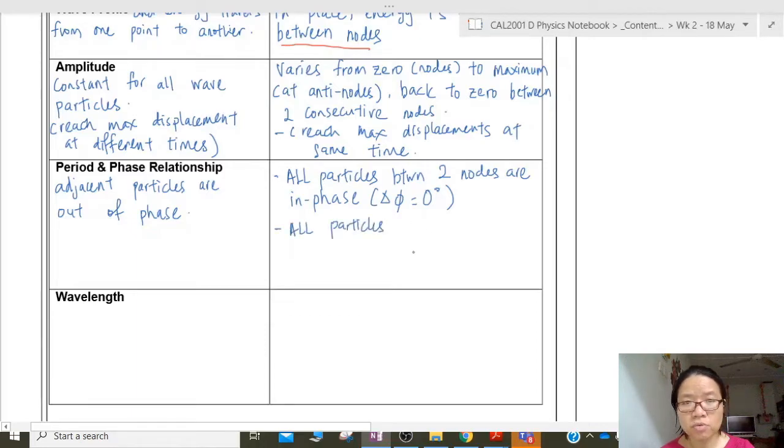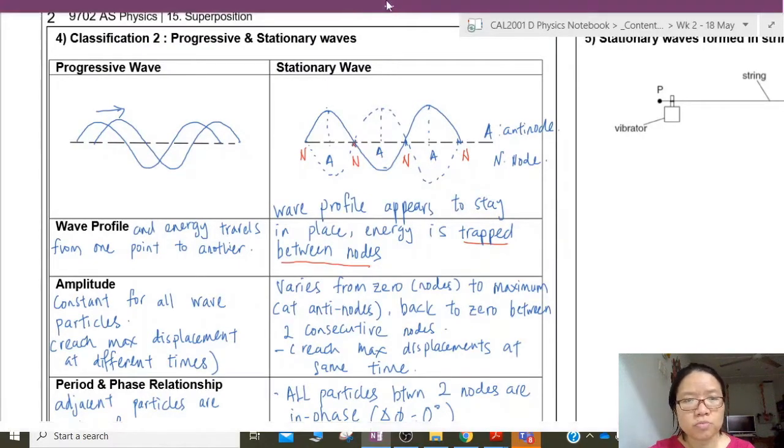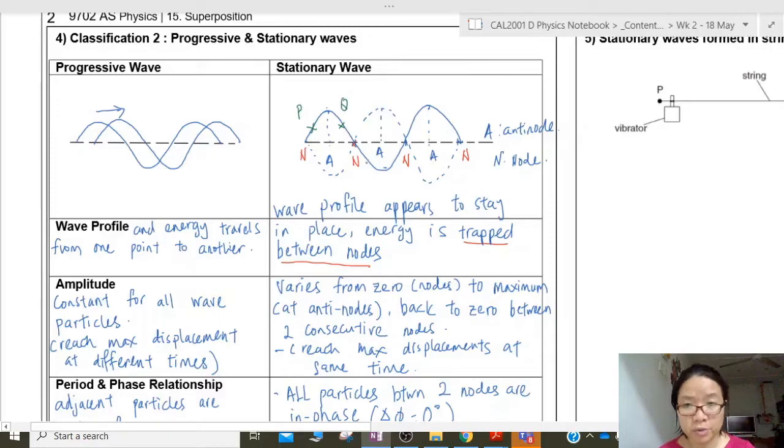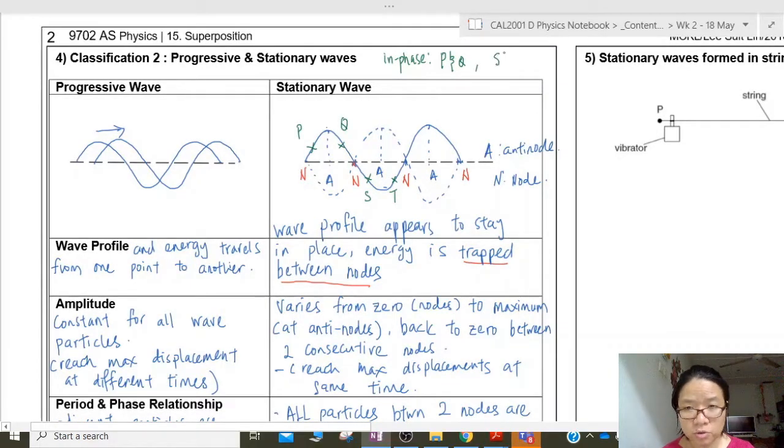Because the phase angle is 0, all your particles are out of phase with the next adjacent particles. I'll explain this a bit. You can see, I'm going to label a few points, because between two nodes, let's say points P and Q, they travel up and down at the same time. And let's say S and T, they travel up and down at the same time. In phase means they travel up together. P and Q are in phase because they are between two nodes, whereas S and T are also in phase.